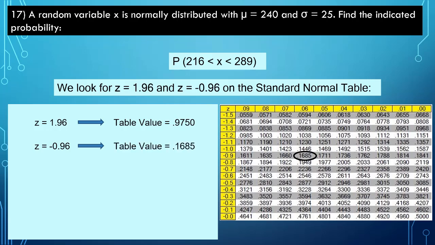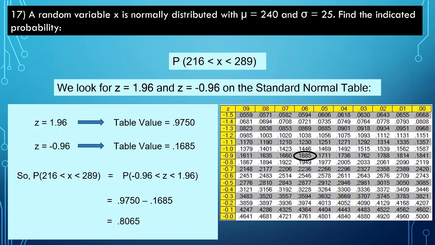So whenever you're looking for area between, you're always going to subtract the two table values. So the probability that 216 is less than x, which is less than 289, is the probability that the z-score falls between negative 0.96 and positive 1.96, which is going to be 0.9750 minus 0.1685. And when we subtract, we end up with 0.8065. And that's our answer for question 17.